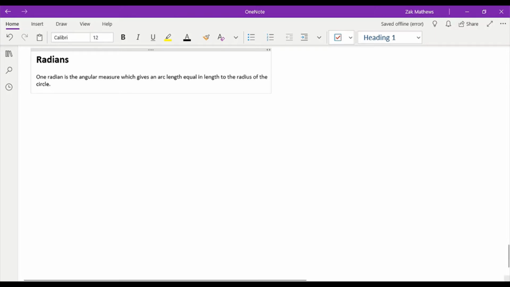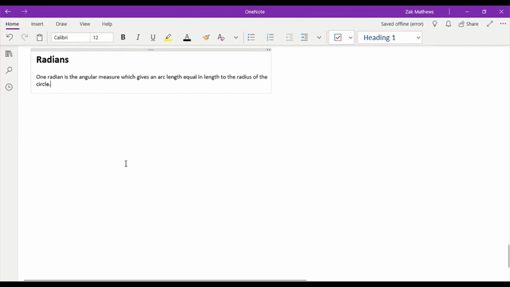Right, let's talk about radians. Radians are another way that we can measure angles. So we've already looked at degrees. Degrees we're all a little bit more comfortable with. They're more ingrained in us throughout society and just throughout life. But radians are very important as well.